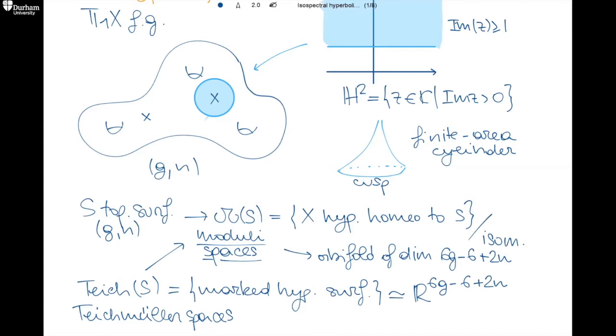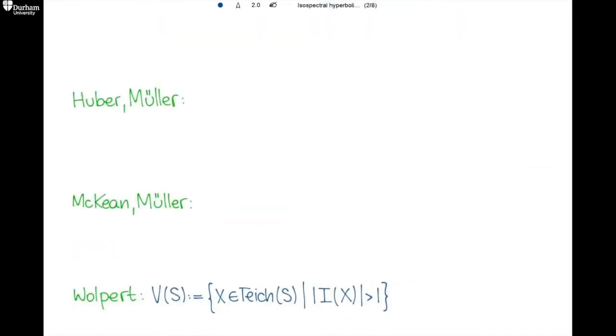Okay, this should be everything we need about hyperbolic surfaces. Let's go back to talk about their length spectrum. The first thing I would like to remark is that, and everything I'm going to say at the moment is for finite type surfaces, what is known is that the length spectrum is discrete. So what does that mean?